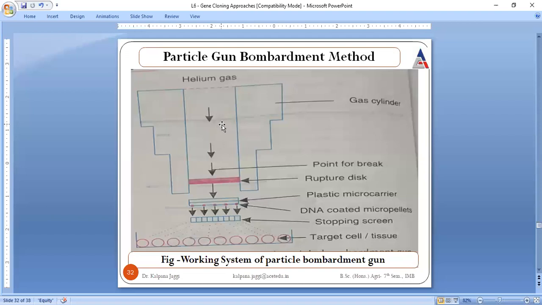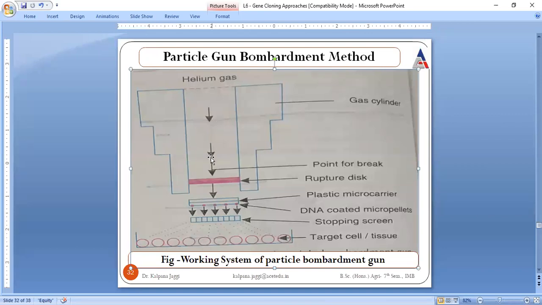But the pressure is coming at such a high speed that it falls onto this plastic microcarrier that has the DNA coated micropellets. Normally, when the pressure was not exceeding the normal pressure, the rupture disc was present at that time, and there was no migration of these pellets towards the target cell.